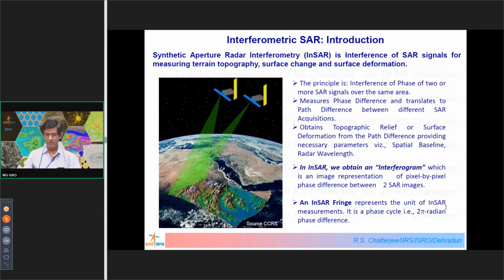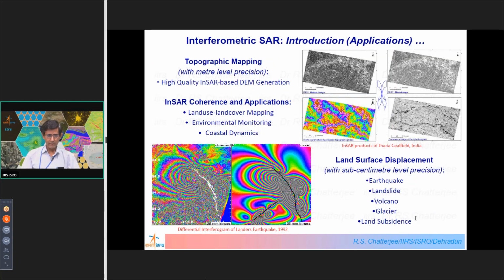this unit of measure of an interferogram, or it is known as the unit of InSAR measurements. Okay, and it is known as a fringe. So an InSAR fringe basically represents one phase cycle or 2 pi radian phase difference, and it is the unit of measure in an interferogram. So now coming to the next slide.